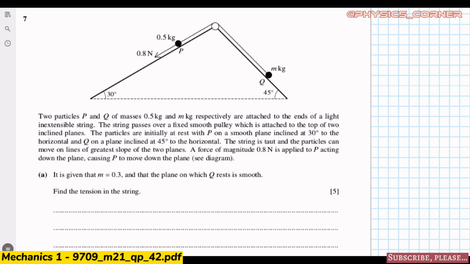A force of magnitude 0.8 newtons is applied to P acting down the plane, causing P to move down the plane. See diagram. A. It's given that m is 0.3 kilograms and that the plane on which Q rests is smooth. Find the tension in the string.